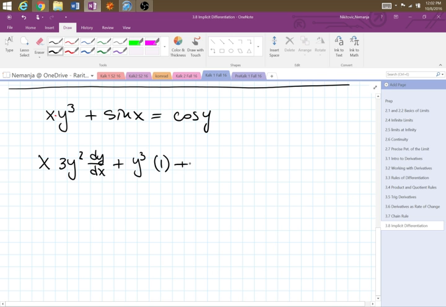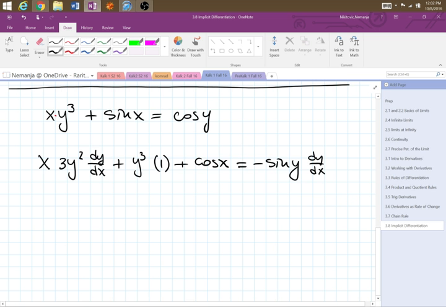Plus, derivative of sine x is cosine x, and derivative of cosine y is negative sine y. I was taking the derivative of a term which had y, which means dy dx will be there. So this is our first stage.